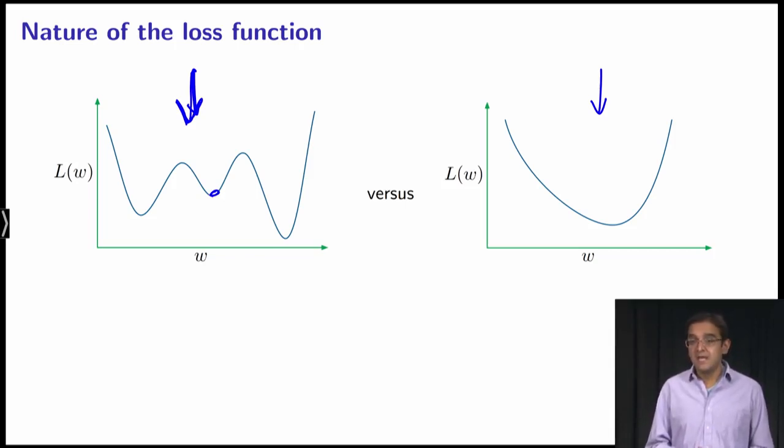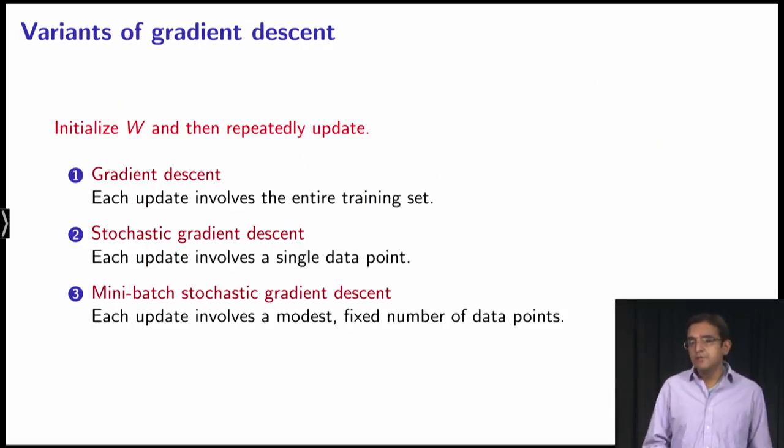Nonetheless, it turns out that perhaps because of the extreme expressiveness of these models, we nevertheless very often end up with functions, with networks that perform very well. Okay, so how are we going to do this minimization? As usual, we will use some sort of gradient descent.